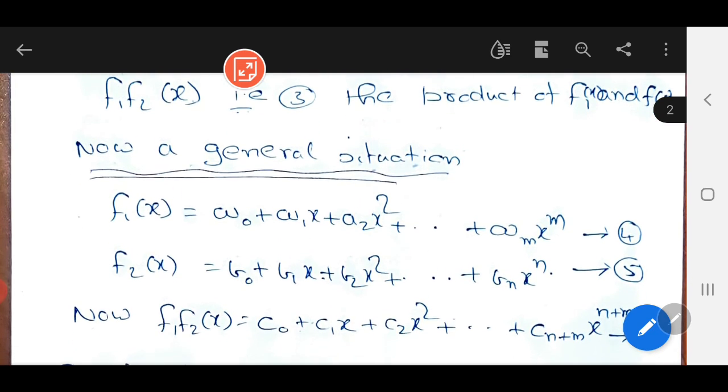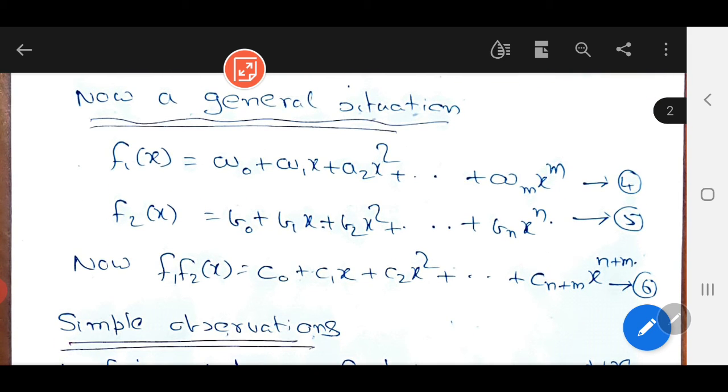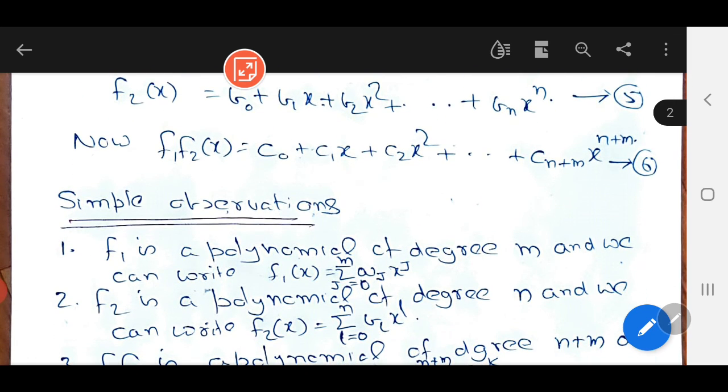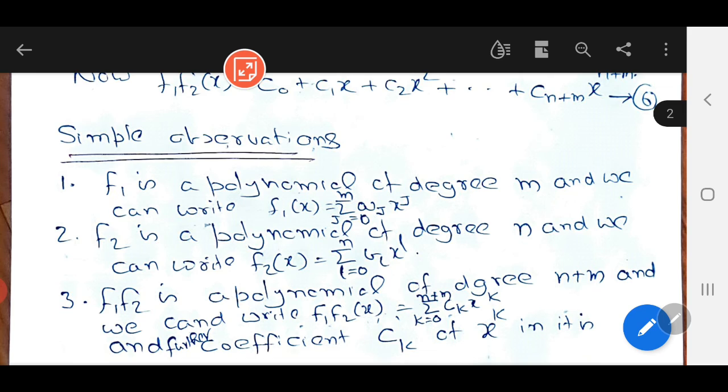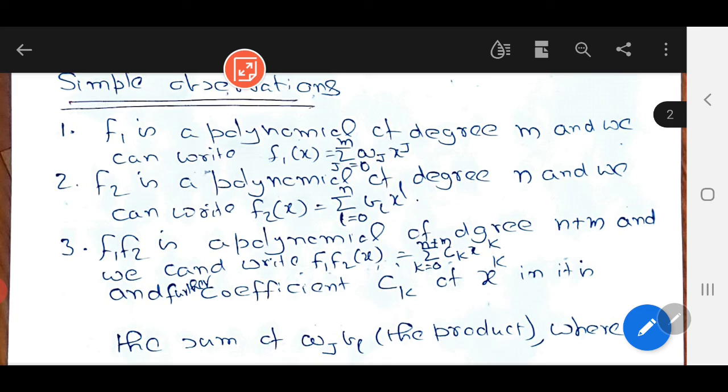So now if we go to the general situation where f1 is a polynomial of degree m and f2 is a polynomial of degree n, f1 f2 of x is equal to this, where the coefficients we represent by c0, c1, c2 and so on up to c(n plus m). This is a polynomial of degree n plus m. Again, in short, we can write f1 of x in sigma notation as sigma aj x power j, j equal to 0 to m. Similarly, f2 of x is sigma bl x power l, l equal to 0 to n.